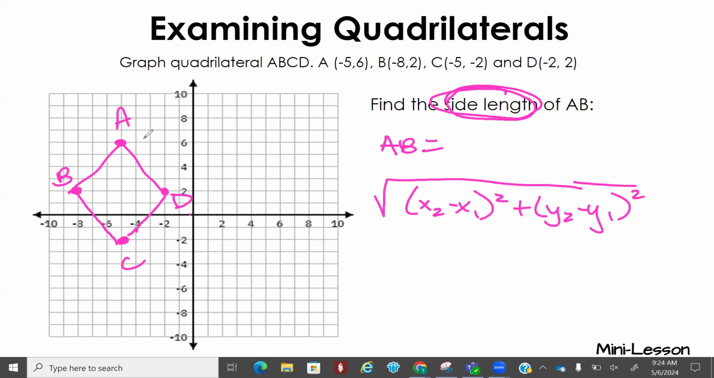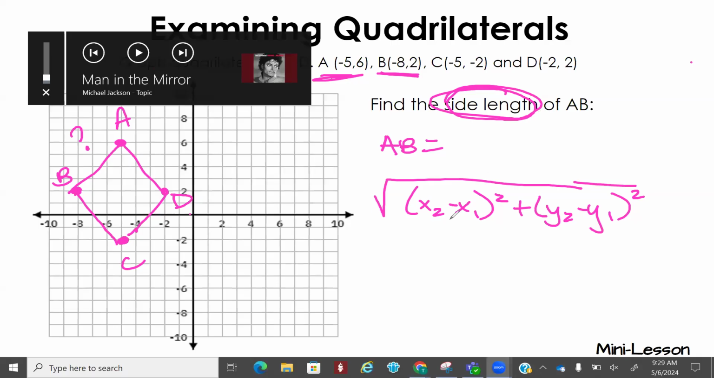Okay, so we're going to take the side A to B. You're finding the distance of this side. Can you take a moment and do that? Distance of A. So when you plug this in, I think it's 5. Pretty sure it's 5. Yeah.